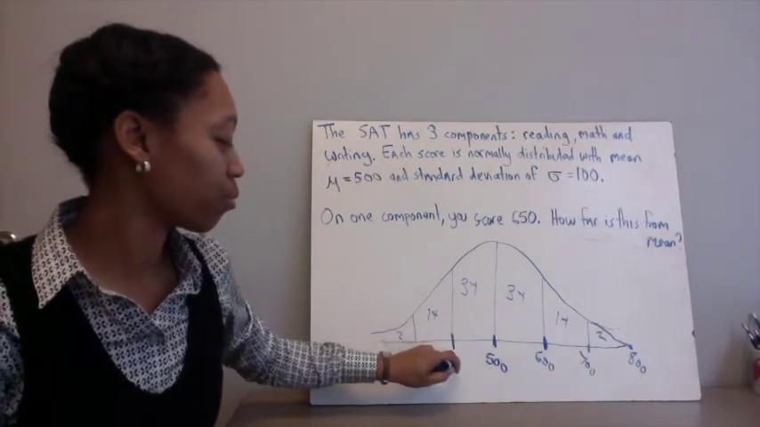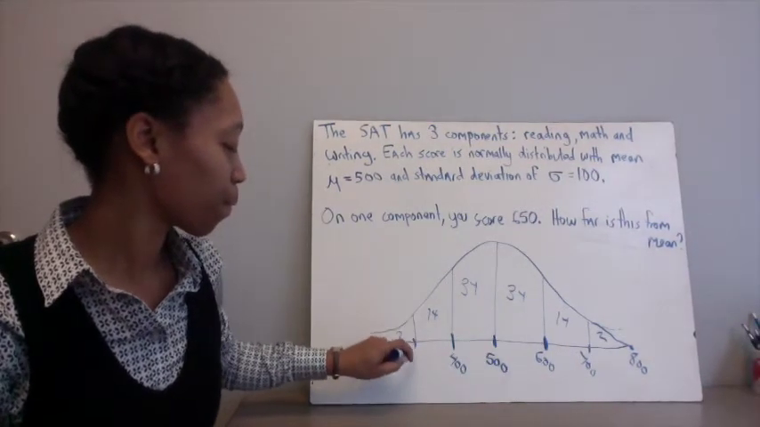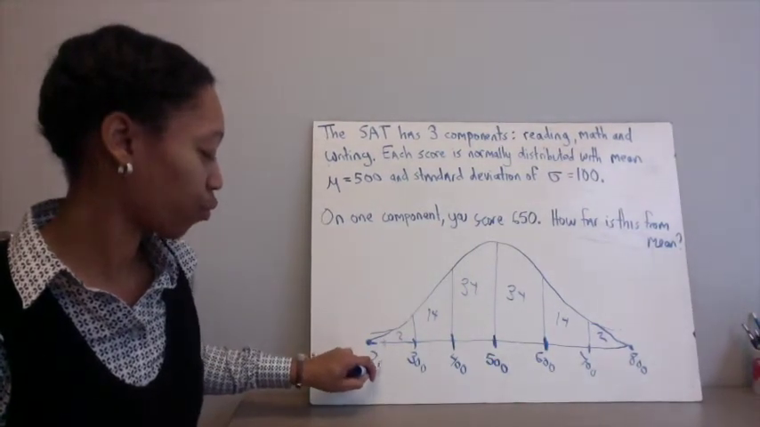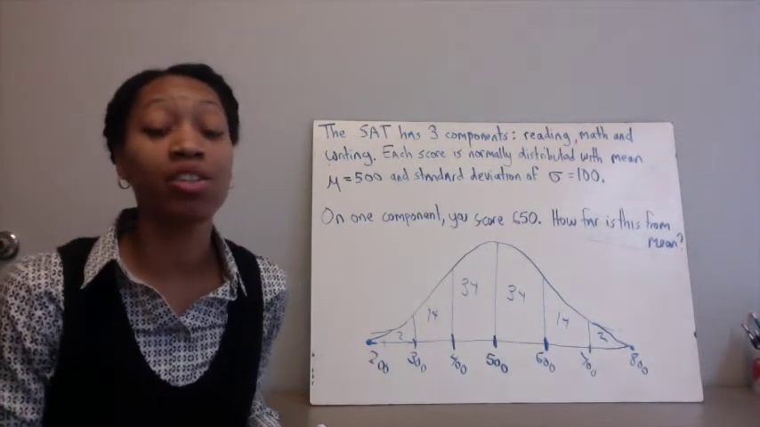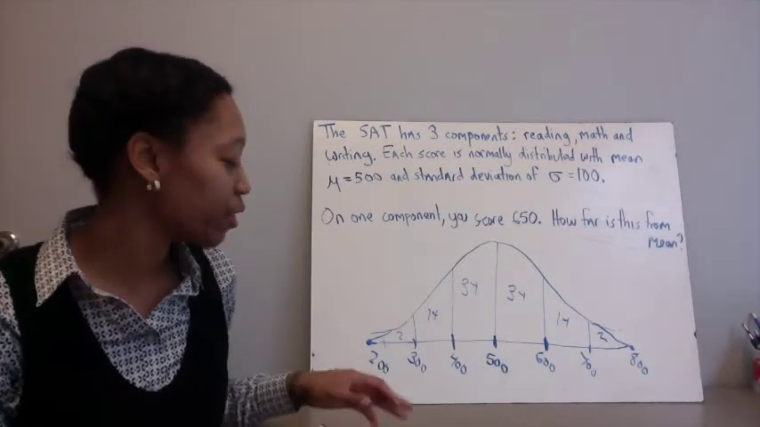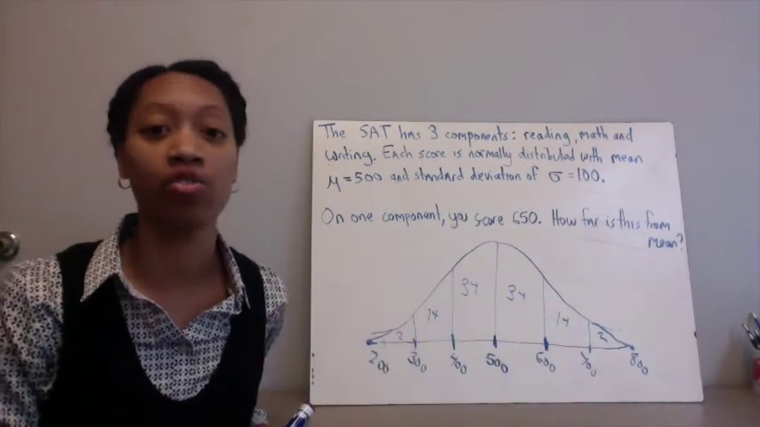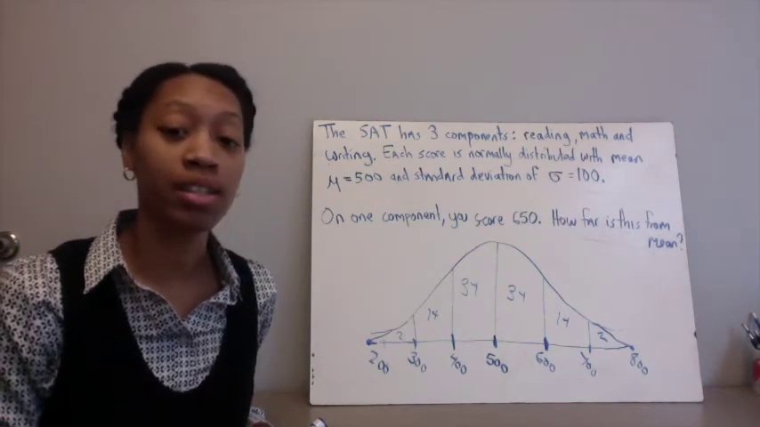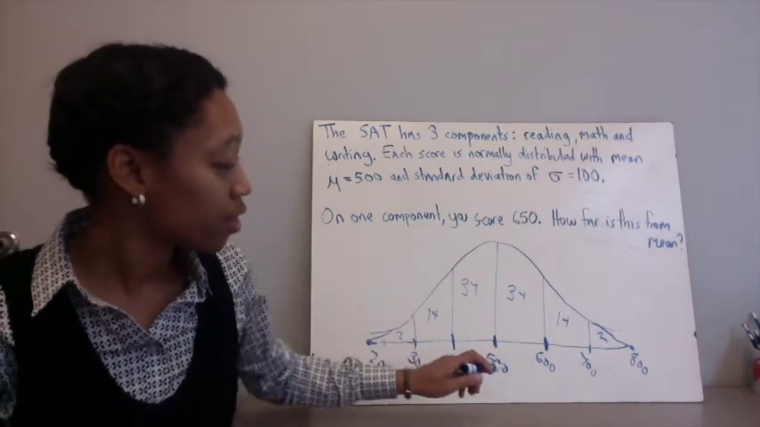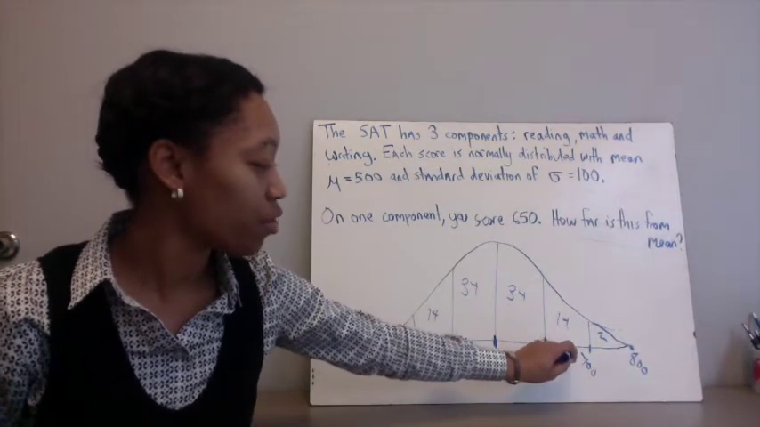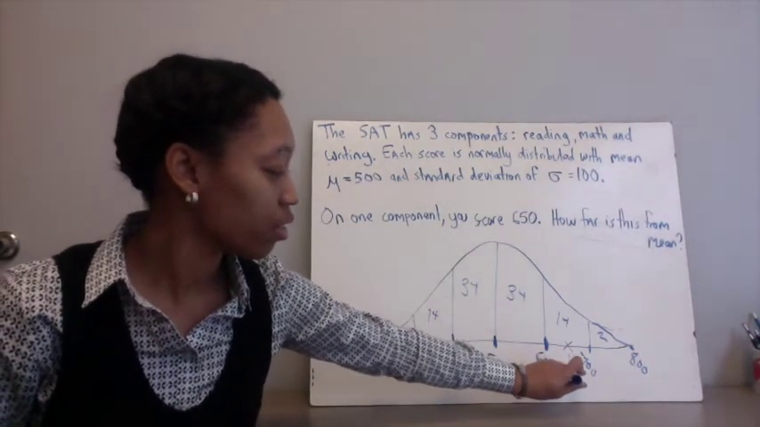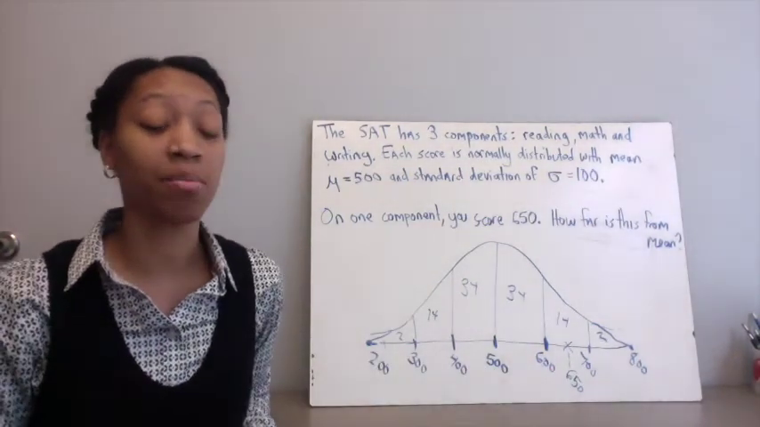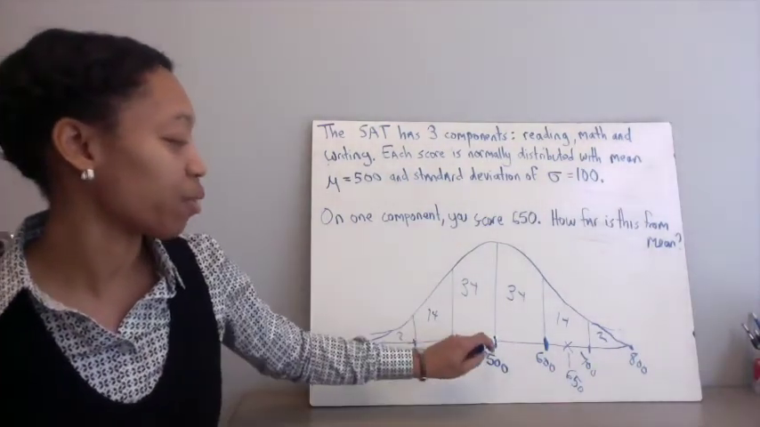And counting down. So it looks like the total range of possible scores here is from 200 to 800. All right, so let's say you scored 650. Where would 650 fall on this? 650 is halfway between 600 and 700. The question is asking me how many standard deviations is that from the mean?